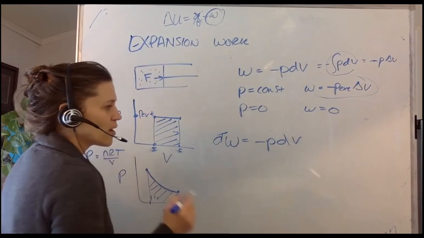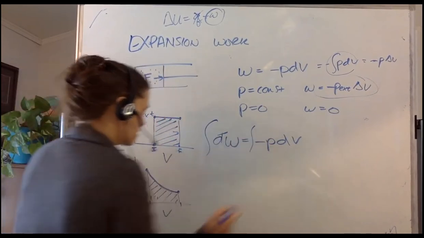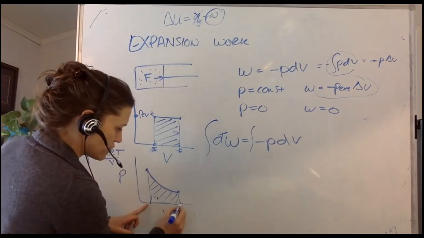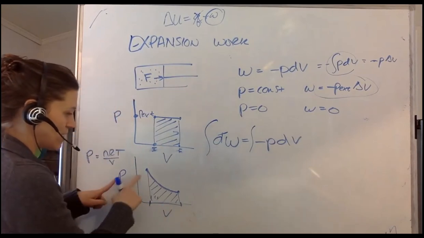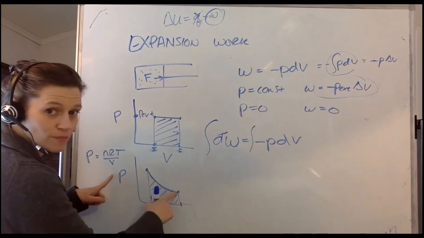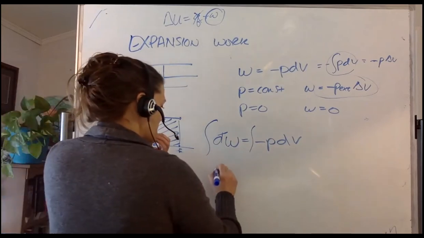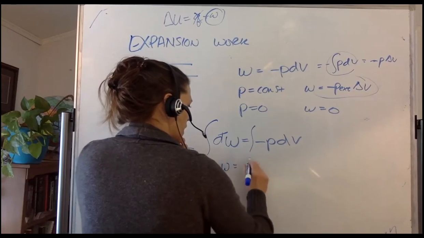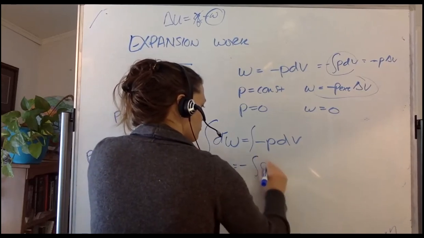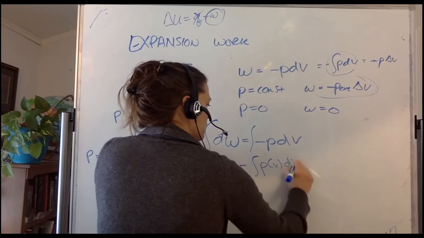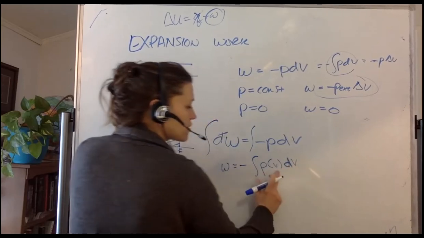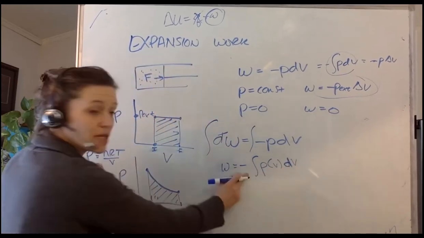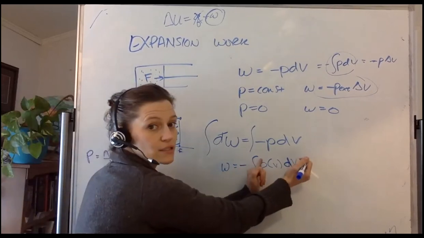And what I want to do now is integrate from this volume change, but I know that my pressure depends on the volume. Which means the work is equal to the negative integral of P as a function of V dV. Because P is a function of volume, I can't take it out of the integrand. This part is called the integrand, by the way.